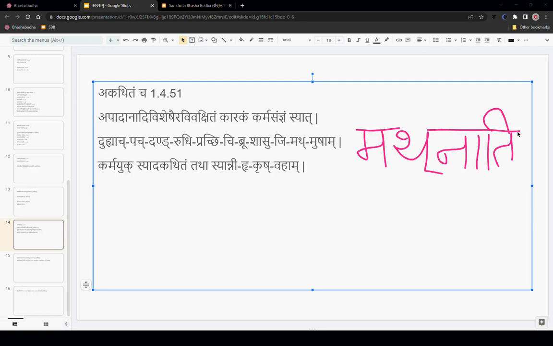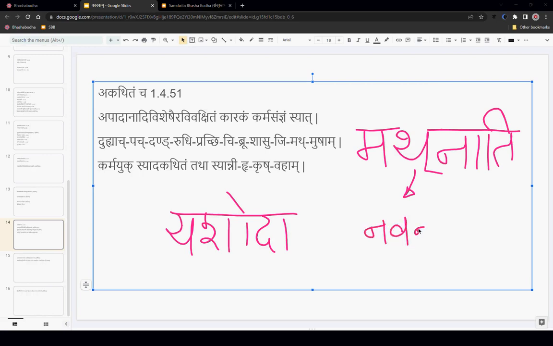a sentence, Yashoda navanitam mathnati. Yashoda navanitam mathnati. So here, this is a good one. Yashoda mathnati. So what is, for what? I mean, what is coming out of this kriya? What is the benefit? What is the ipsitatama, ichha here? It is navanitam. Right? Navanitam mathnati. Means she is churning out this navanitam, which is the butter. Yashoda navanitam mathnati. Kasmat iti prashna. From what is it coming out?